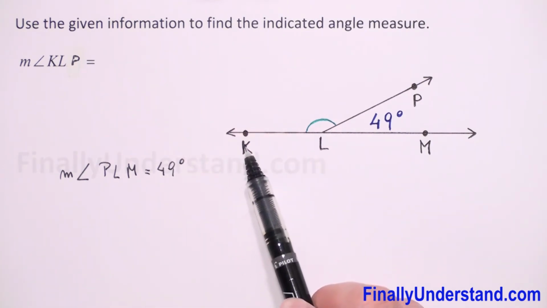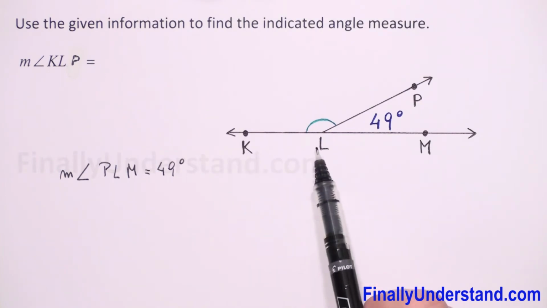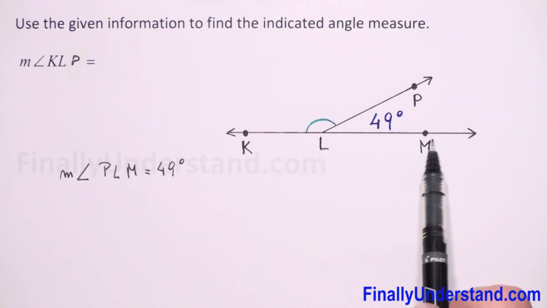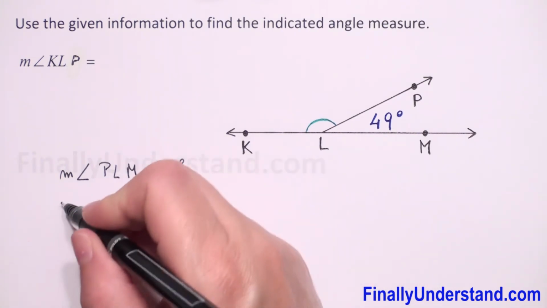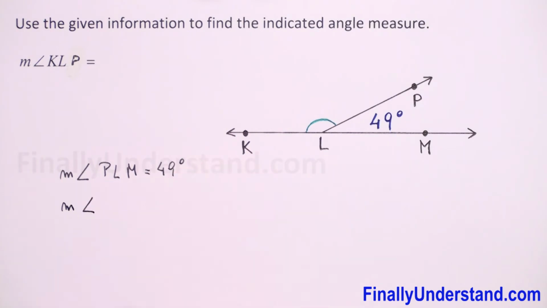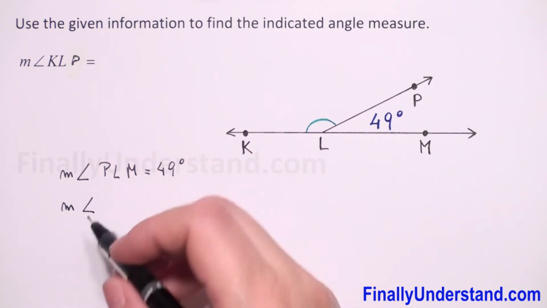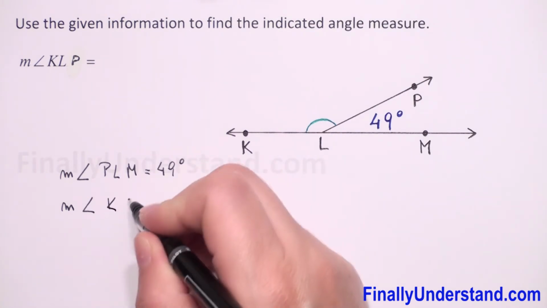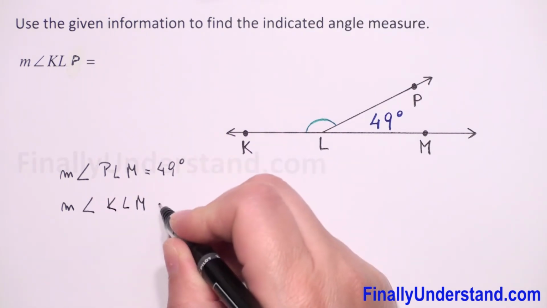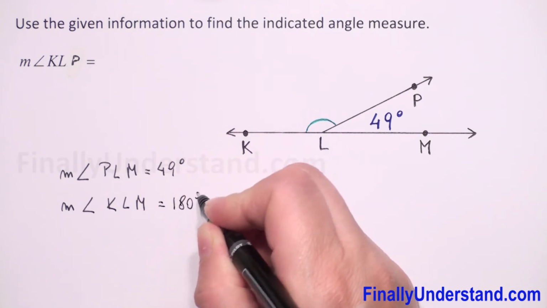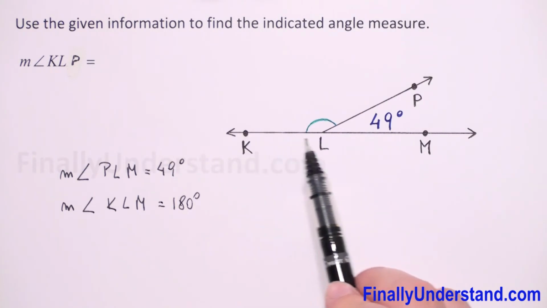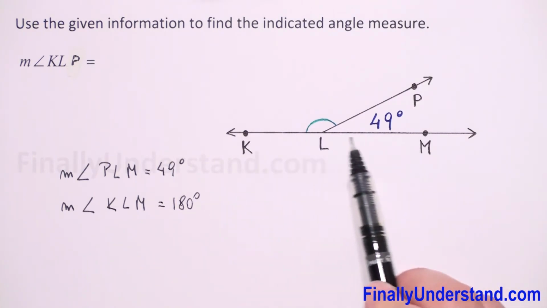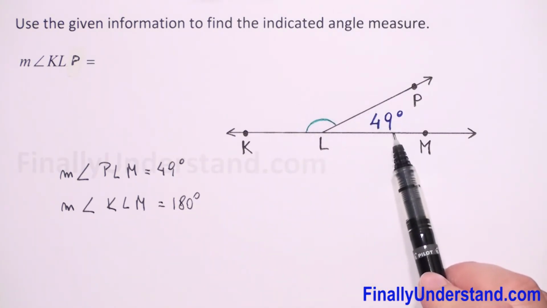What else we have here? We see that angle KLM is a straight angle. And we know that the measure of a straight angle is 180 degrees. So let's write this: KLM is equal to 180 degrees. So we know that angle KLM is straight, has 180 degrees.